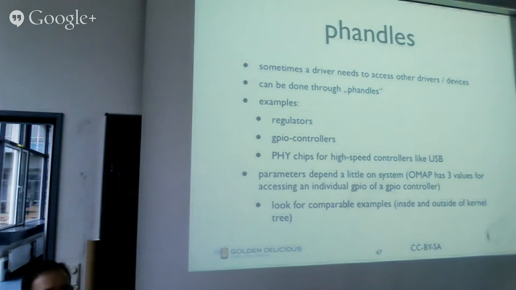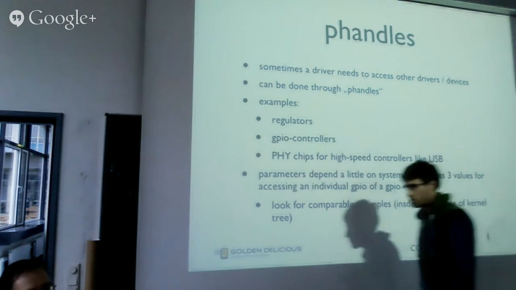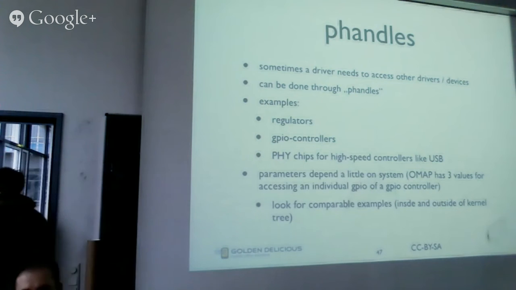GPIO controllers are very often used. Example, some physical interfaces, for example, for USB or other high-speed interfaces, they also use that heavily. Parameters used in combination with the phandles depend a little on the system. For example, for GPIOs, you usually specify the GPIO controller and the number of the GPIO in this controller. On the OMAP3, there's a third parameter describing if it is an active high or active low GPIO.